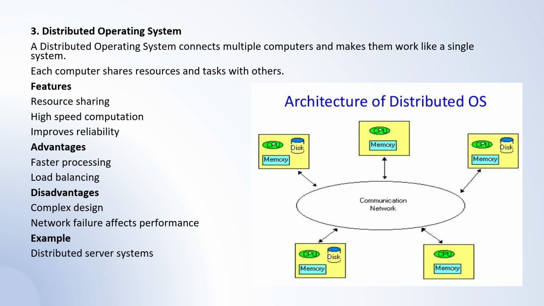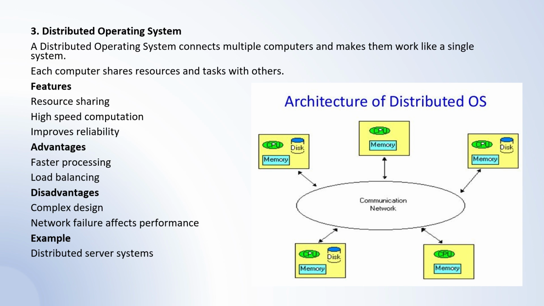Advantages: faster processing, load balancing, improved reliability. Disadvantages: complex design, difficult maintenance. Network failure affects the system. Applications: cloud computing, scientific research, distributed databases. A real-life example is Google servers working together worldwide to process searches.